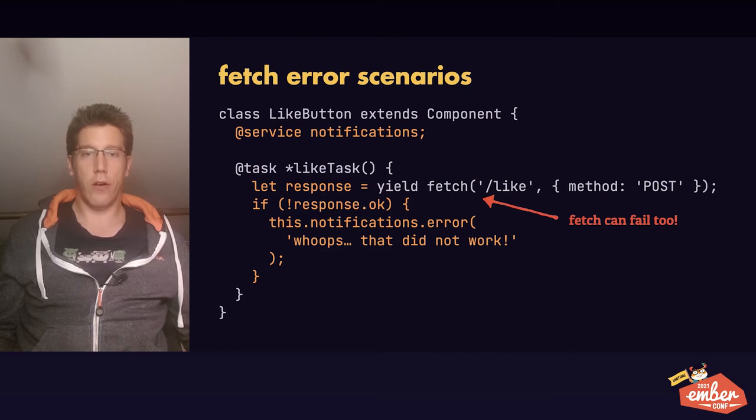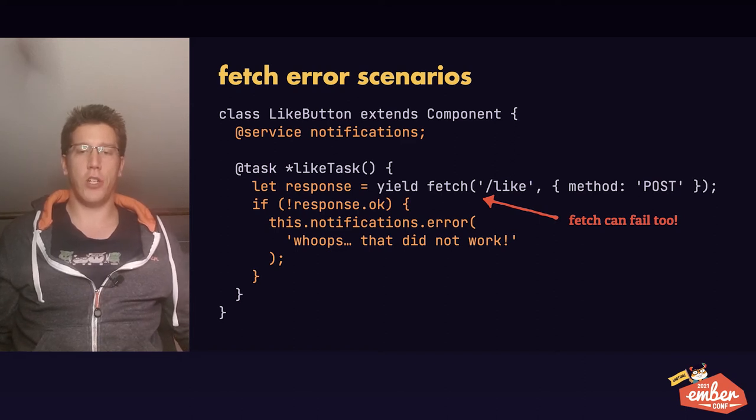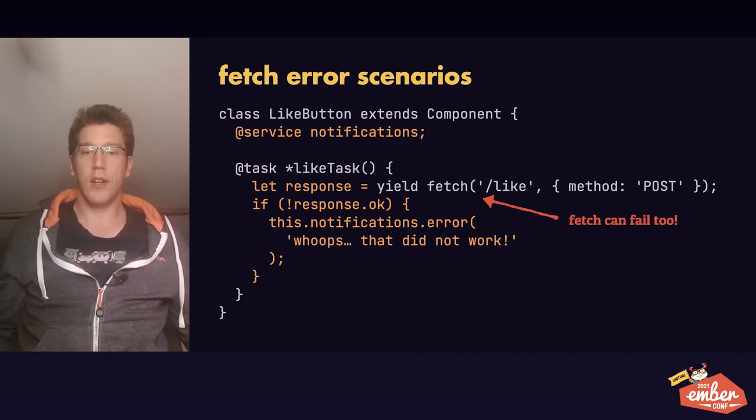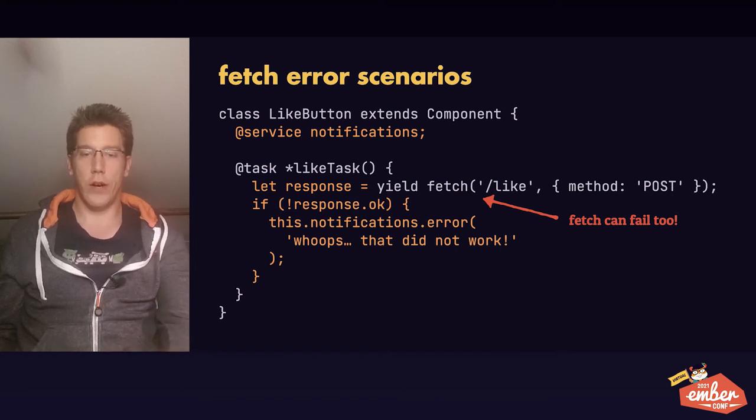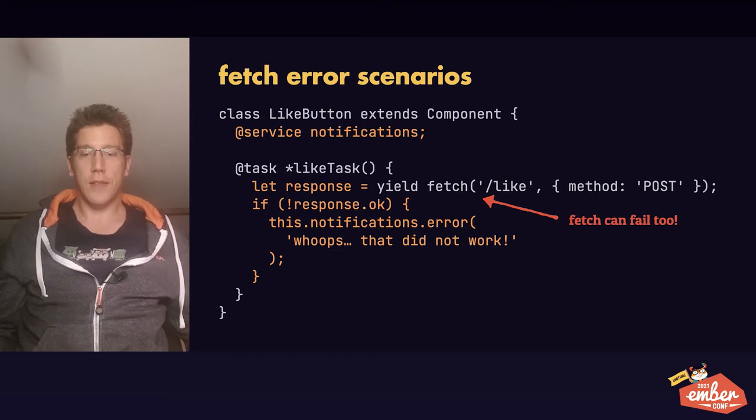Let's go back to our error handling code. There's another problem here. Fetch can actually fail in two ways. The case that we have covered here already is an HTTP response with a non-200 HTTP status, for example, an internal server error. The other case is an actual network error, for example, when going into the subway. In this case, fetch throws a TypeError, and we haven't handled that one yet.